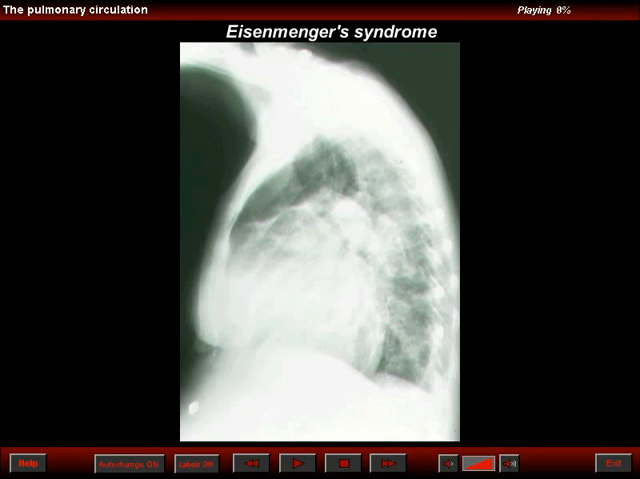Note in the lateral view of the chest the enlarged right and left pulmonary arteries, and the enlarged right ventricle. The patient obviously had precapillary pulmonary hypertension in addition to having a left to right shunt.